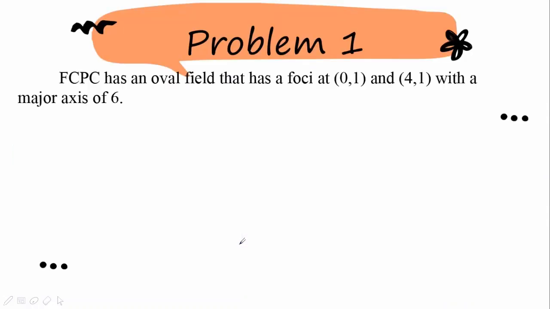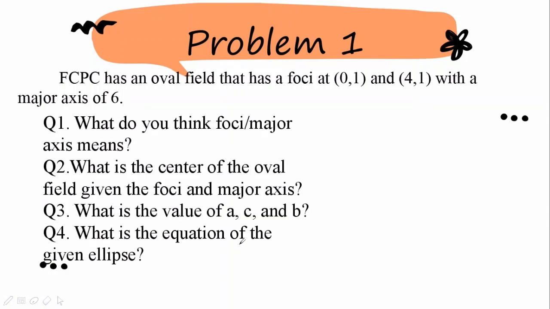In problem number 1, FCPC has an oval field that has foci at (0, 1) and (4, 1) with a major axis of 6. Now the questions are: number 1, what do you think foci or major axis means? Number 2, what is the center of the oval field given the foci and major axis? Number 3, what is the value of a, c, and b? And number 4, what is the equation of the given ellipse?